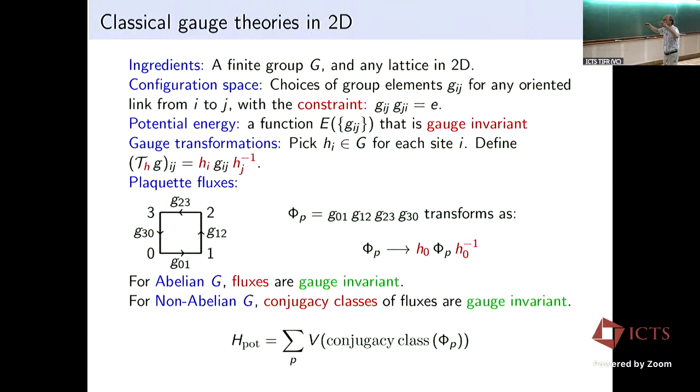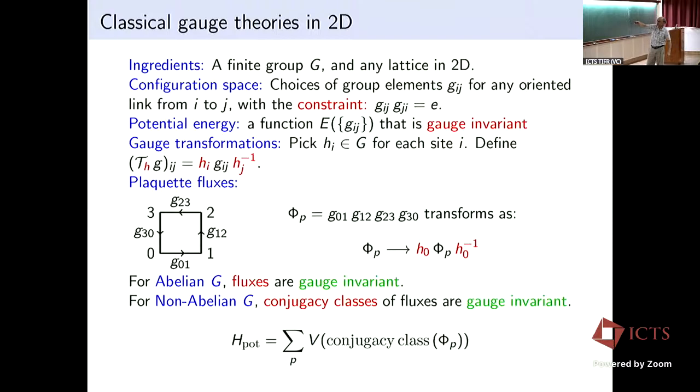Now you pick a potential energy, which is a functional of those group element assignments to bonds, and we require it to be gauge invariant. So what is gauge invariance in this setting? It means the following. It's a local symmetry, which means that at a given site, you're free to pick any group element H_i, and then you get the transformed configuration by using this formula.